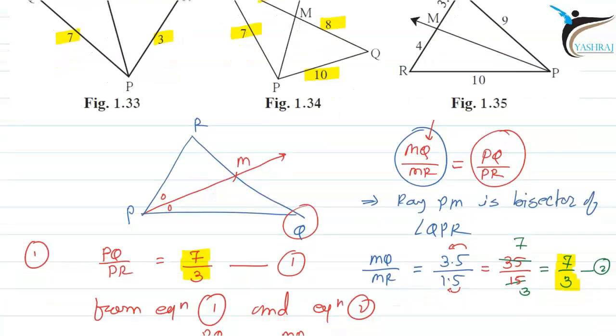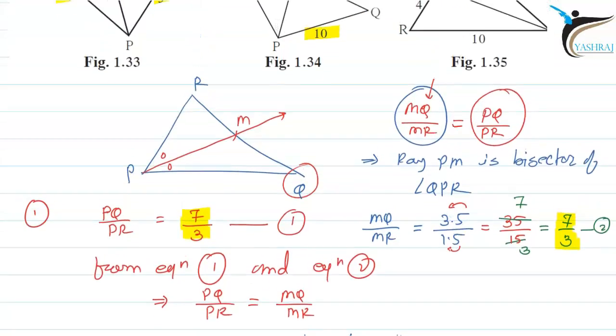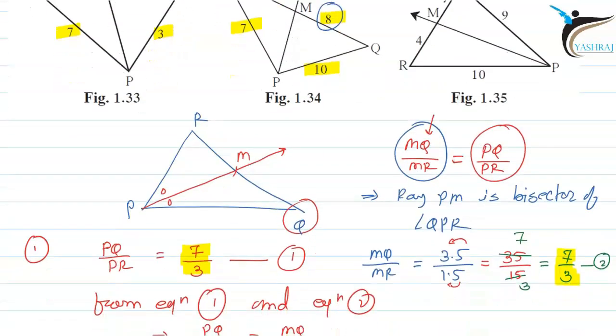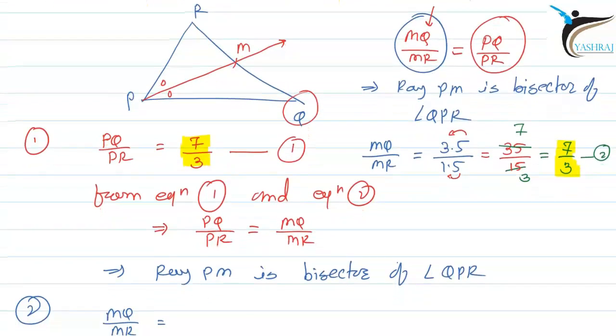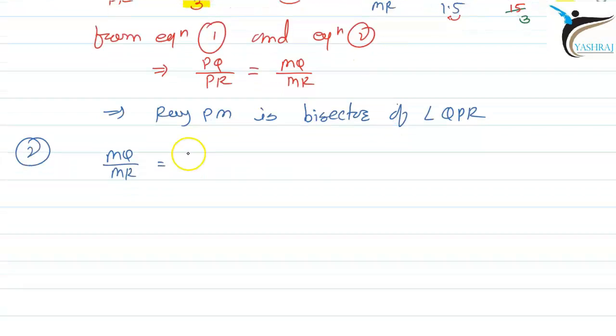Now for the second sub question, we first find MQ divided by MR. Looking at the figure, MQ is 8 and MR is 6, so MQ divided by MR equals 8 divided by 6. Now as everyone knows, 2 fours are 8 and 2 threes are 6, so we get 4 by 3. I call it equation number 1.